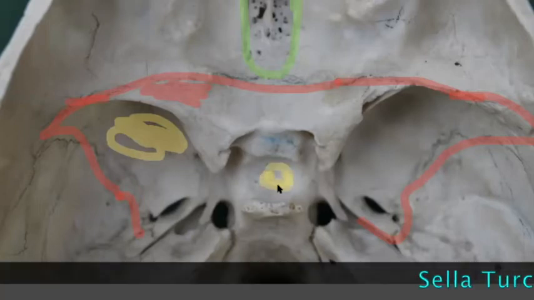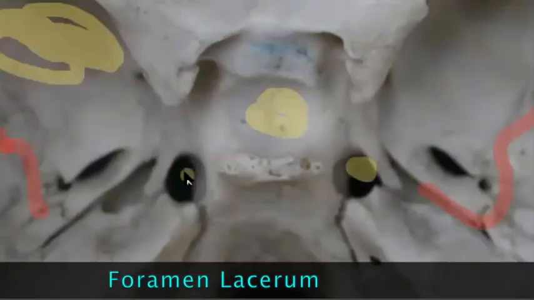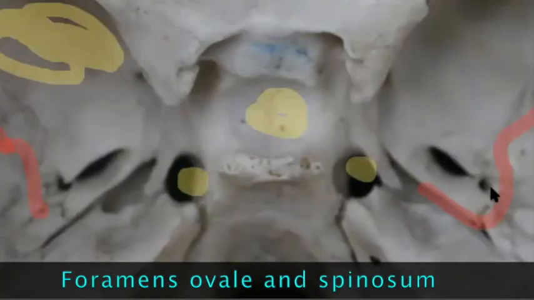And this one, here's the sella turcica. You can see where these are all joining up together. So this must be the foramen lacerum right here. And then here's the ovale and spinosum.